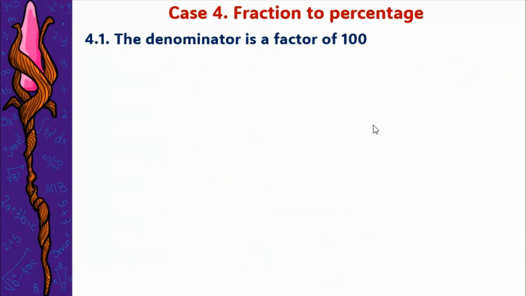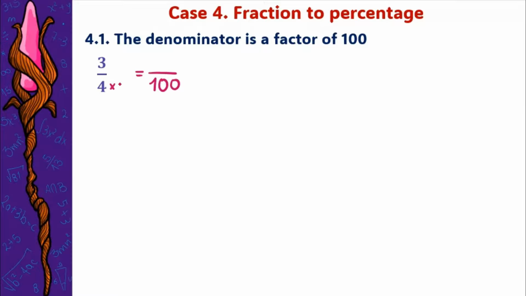Okay, now let's check how to convert the fraction to a percentage. That is the last case that we need to convert all the rational numbers. So the first case is when the denominator is a factor of 100. That means that there is a number that I could multiply by the denominator to get 100. The objective here is that the denominator becomes a 100, so we can convert right away into a percentage.